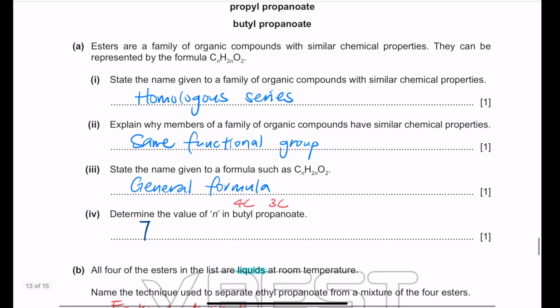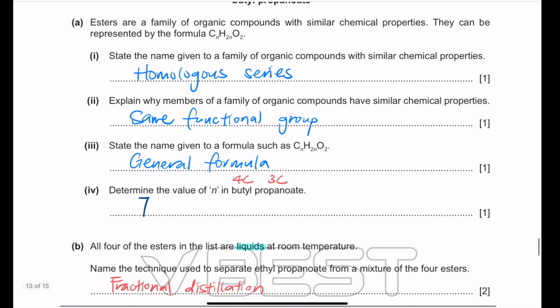And then what is the technique that can be used to separate all these esters from one another? Basically, the keyword given here is liquid. So how can you separate liquids of the same kind from one another? Based on different boiling points. So the method will be fractional distillation.